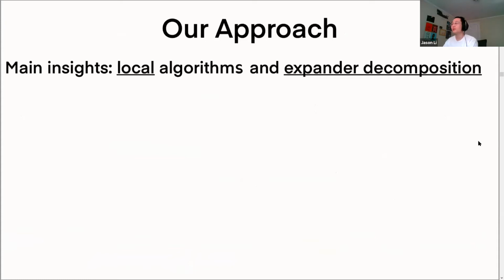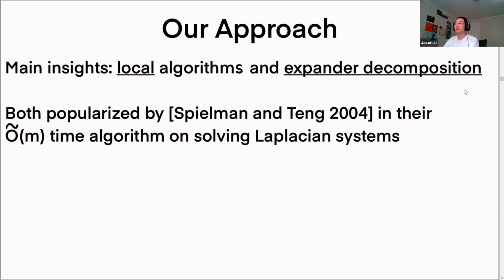Our approach is based on two simple ideas that are more prevalent in modern algorithm design. The two basic pieces are: we design a local algorithm for the min-cut problem, and we apply expander decompositions on our input graph. These techniques have seen a lot of action recently. They were initially popularized by Spielman and Teng in their near linear time algorithm for solving Laplacian systems on graphs. Since then, they've become so popular that it's fair to say they've essentially revolutionized the field of fast graph algorithms.